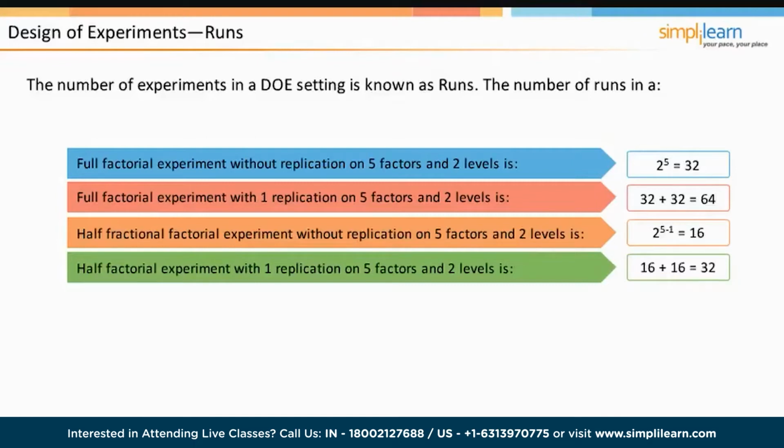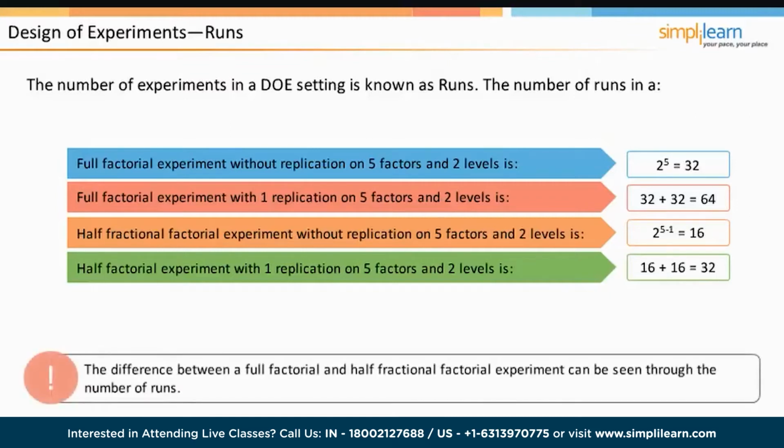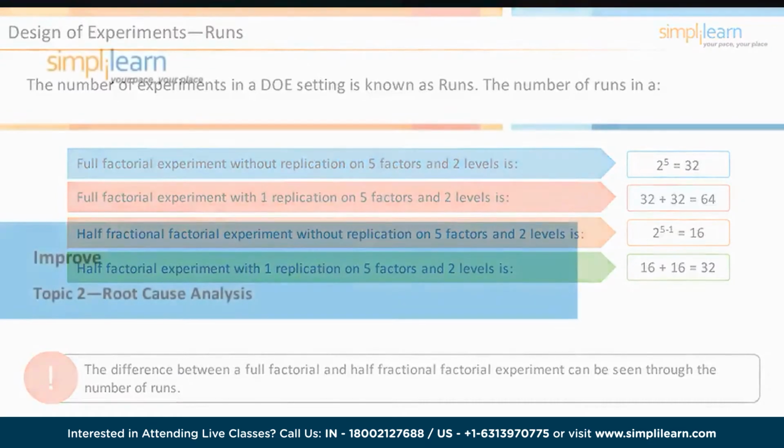The number of combinations can be determined using the formula L to the power of F, where L is the number of levels and F is the number of factors. Half fractional factorial is calculated using the formula L to the power of F minus 1. At 3 levels, a 5 factor full factorial experiment would amount to 243 trials, and half factorial experiments would require 81 trials. The difference between full factorial and half fractional factorial experiments can be seen from the number of runs. Let us proceed to the next topic of this lesson in the following screen.